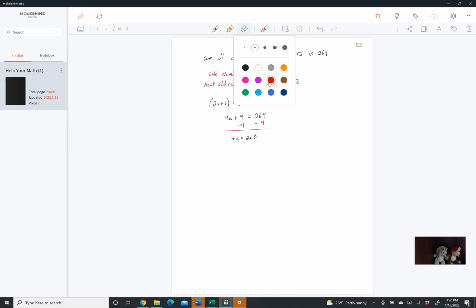And then we divide both sides by 4. Again, x is being multiplied by 4, so to get rid of it, we use the inverse operation. And what this tells us is that x is equal to 65.